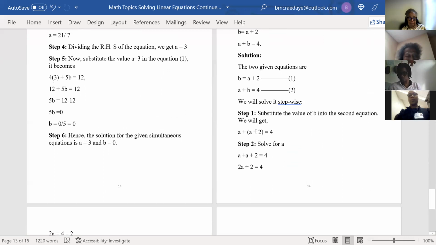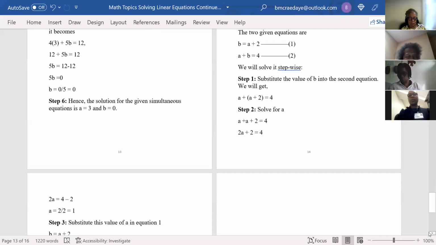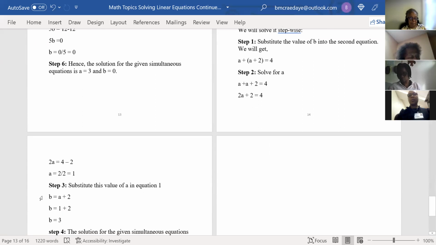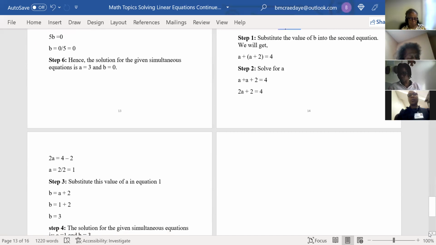So you have a plus a, 1a plus 1a is 2a, plus 2 is 4. Subtract your 2 from both sides. 2a is equal to 2, then a is equal to 1. So now we solve that. Then you can take the equation b is a plus 2 and substitute in the 1 value that we got for a, and b is 1 plus 2, b is equal to 3. So that was the substitution method.